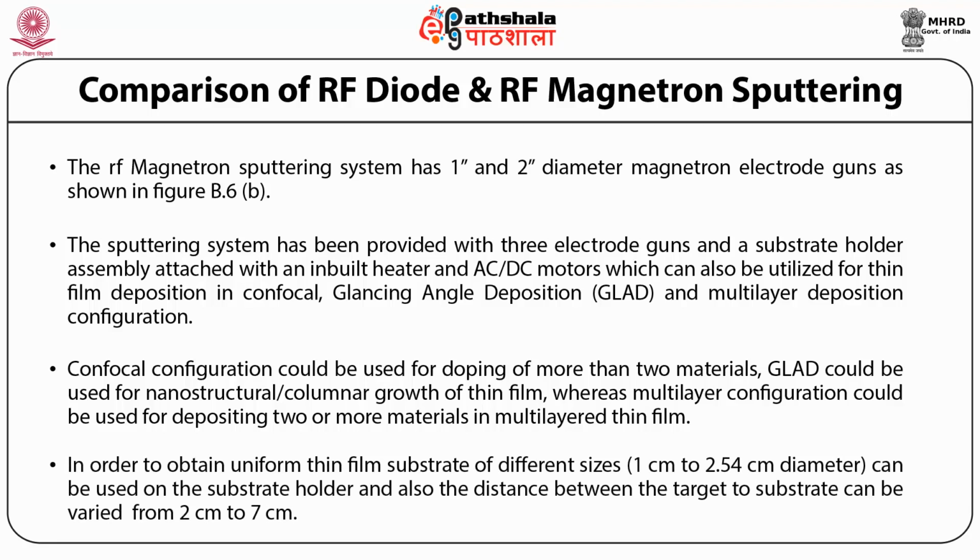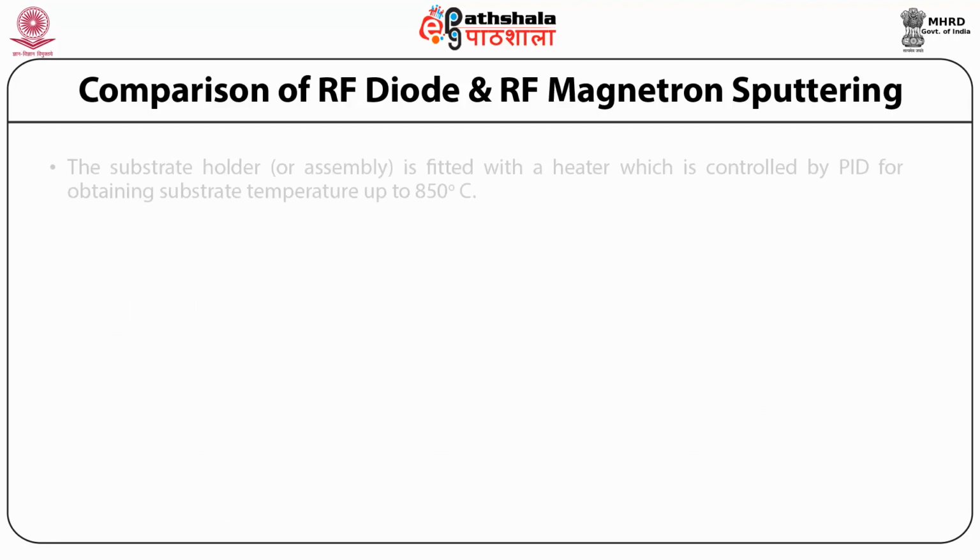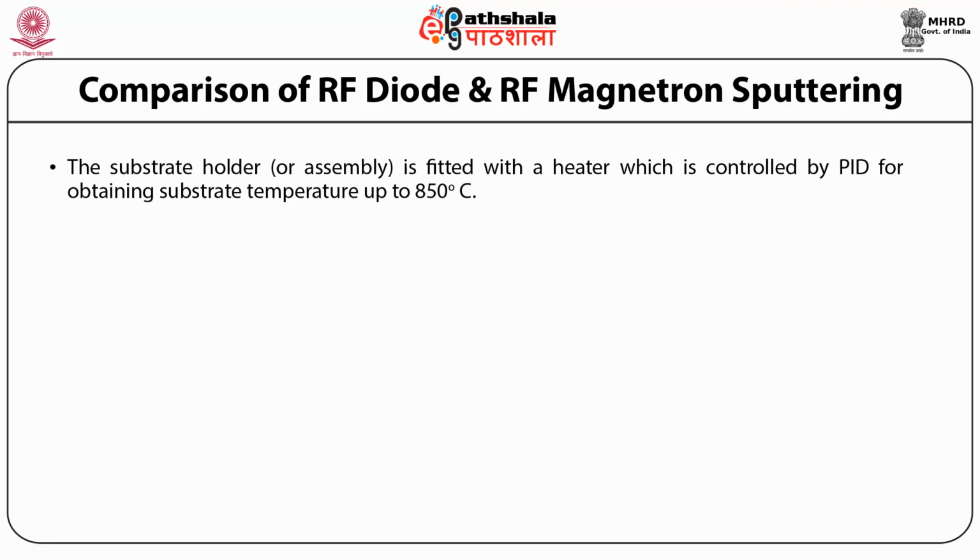In order to obtain a uniform thin film, substrates of different sizes, 1 cm to 2.54 cm diameter, can be used on the substrate holder, and also the distance between the target and substrate can be varied from 2 cm to 7 cm. The substrate holder assembly is fitted with a heater which is controlled by PID for obtaining substrate temperature up to 850 degrees Celsius.